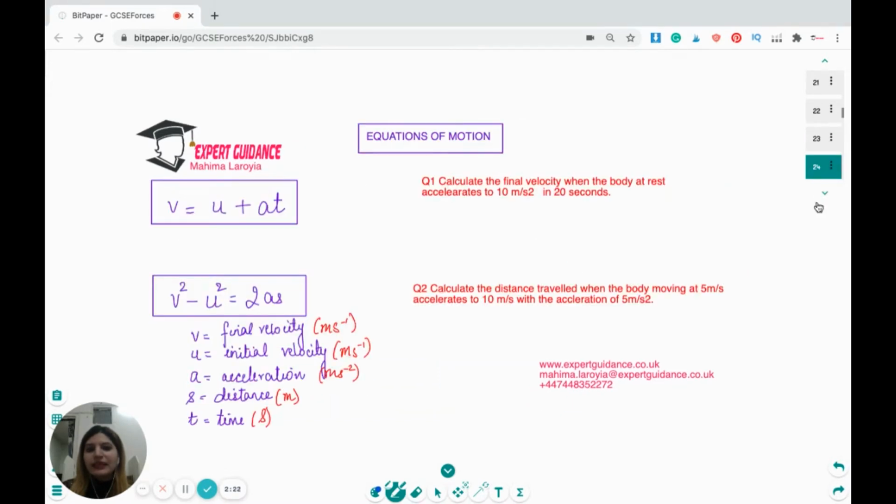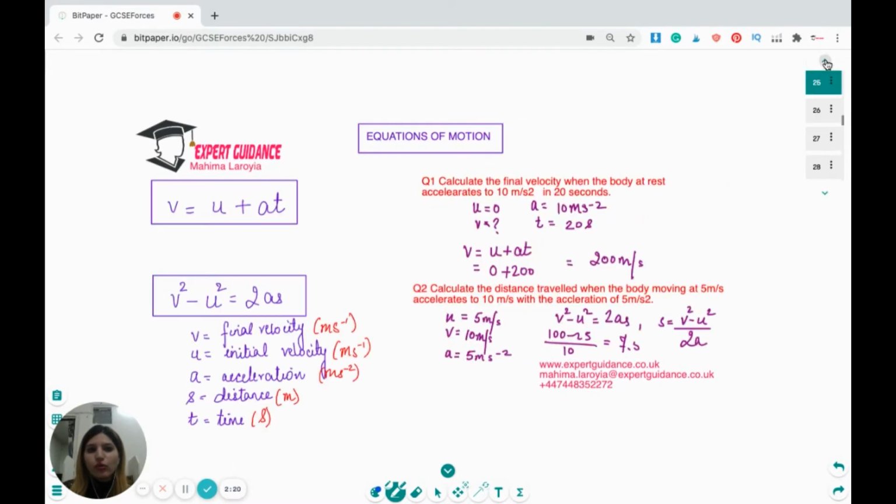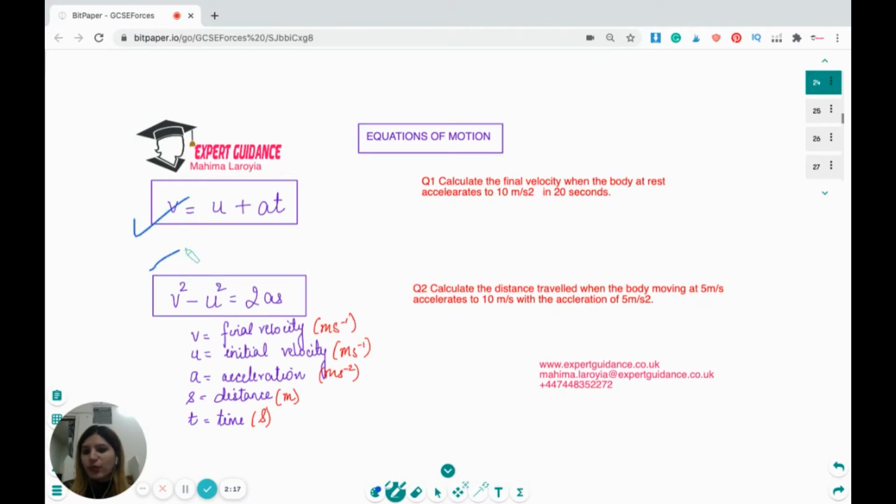Okay, now let us see the equations of motion. Now, there are two equations of motion. v equals u plus at. v stands for final velocity, u stands for initial velocity, a stands for acceleration, t stands for time. You can use this equation if you have any three of these things and you are asked to find the fourth, which is unknown. Or if they give you just the final velocity, initial velocity, acceleration and distance, but no time, then we can use another equation, which is v squared minus u squared equals 2as. So you can remember these two equations, and then you can try these questions on the right.